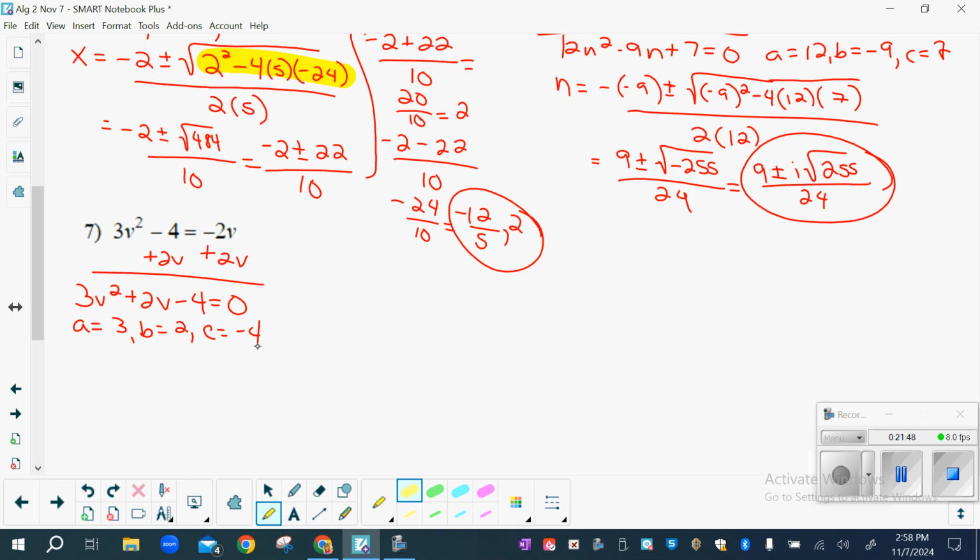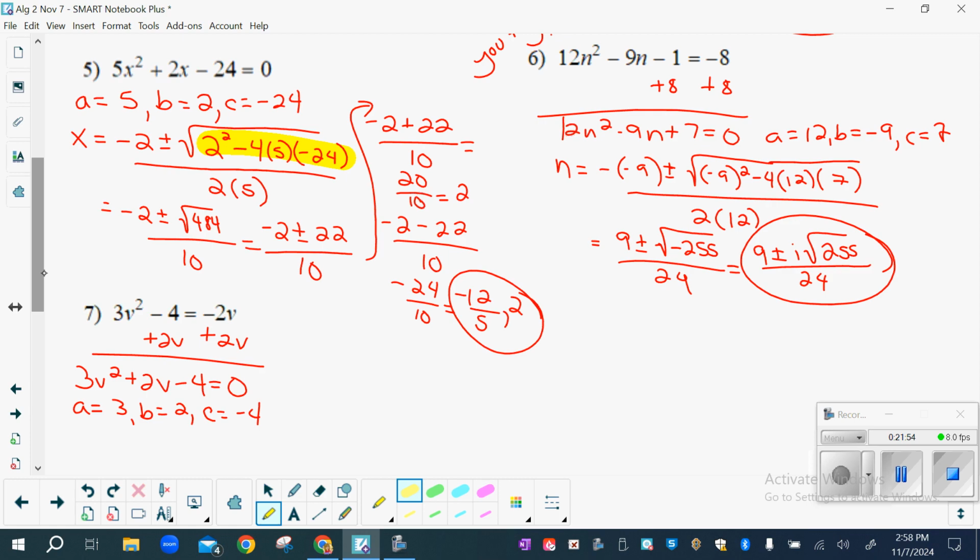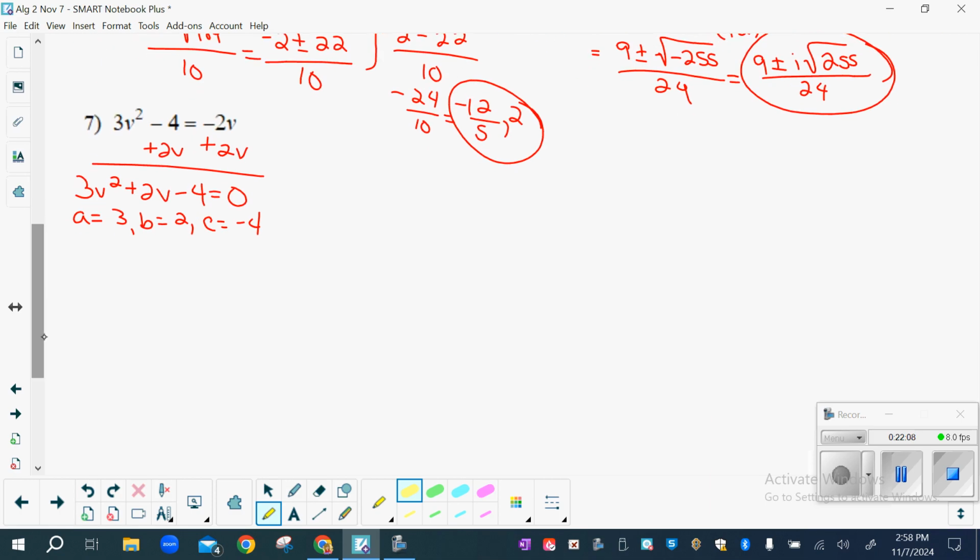Okay, so this is what you should have gotten on number 6. Negative 9 plus or minus the square root of 255 over 24. A lot of little places to make mistakes on this. Not hard. It's just you have to be real careful. Just a lot of steps. Okay, last one. I'm going to go really quickly through number 7 because really it's the answer that I want to talk about.